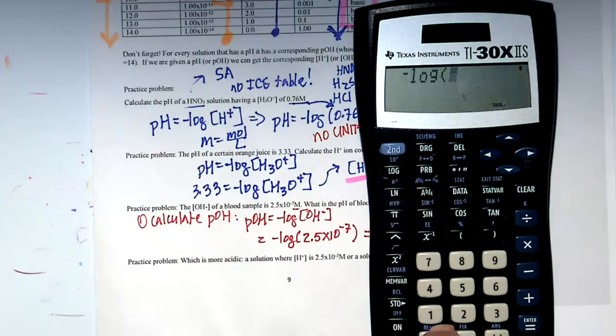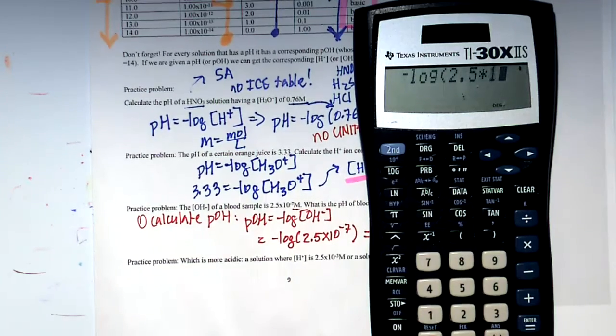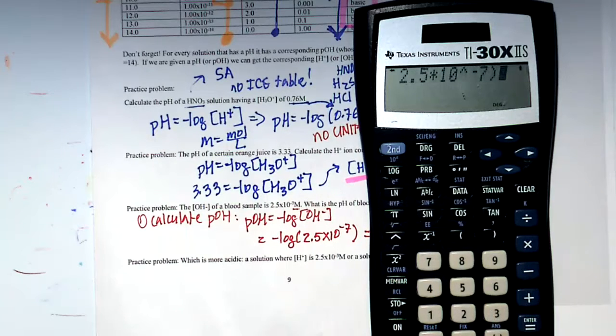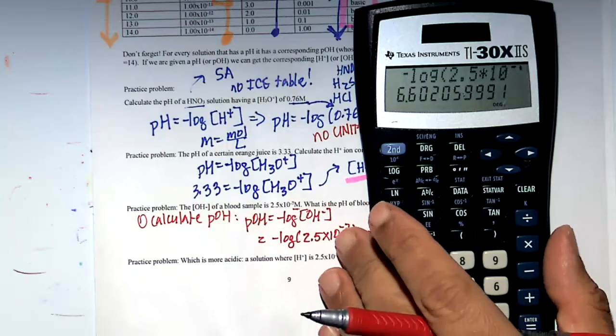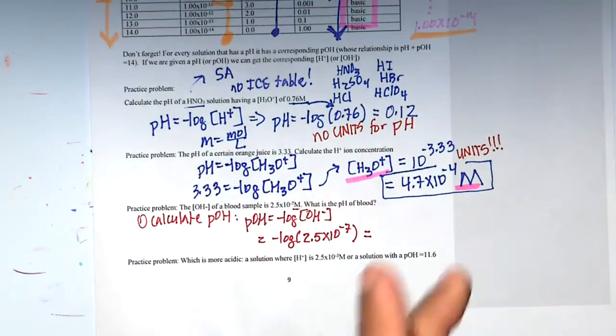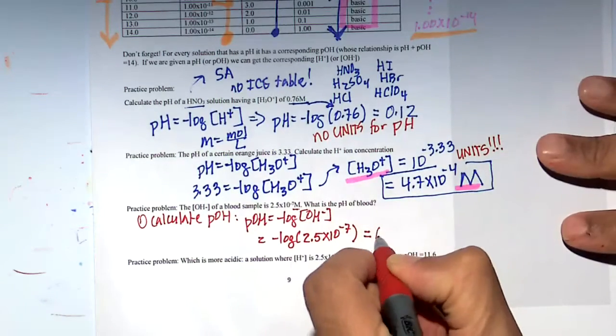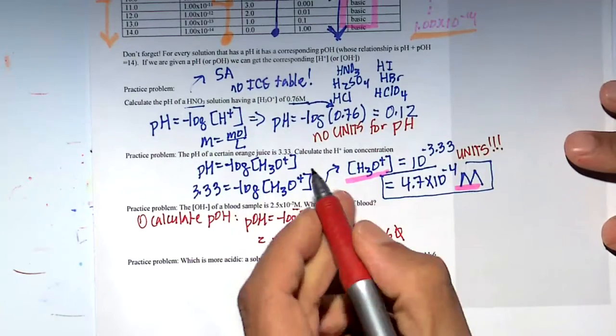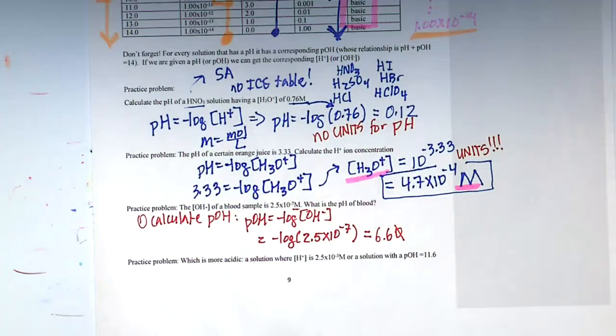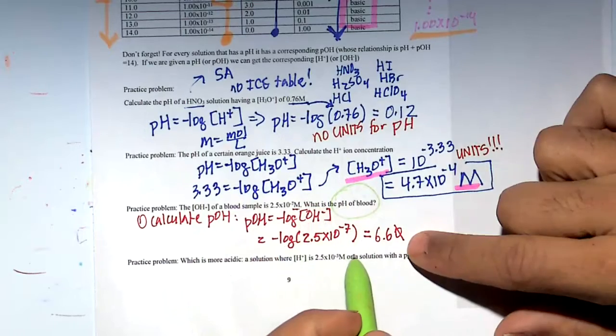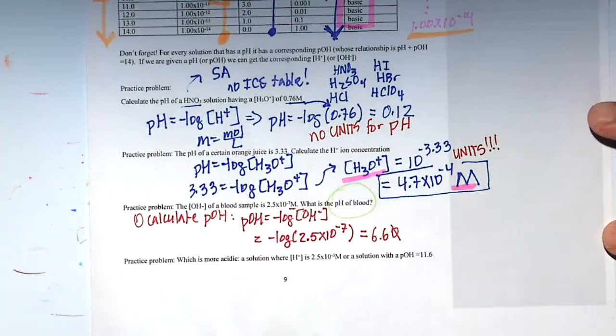Minus the log of 2.5 times 10 to the minus 7. Close those parentheses. 6.60. Okay, 6.60 is my pOH. Wait, what is my pH then? Okay, that's pOH. So realize that pH plus pOH equals 14, correct?